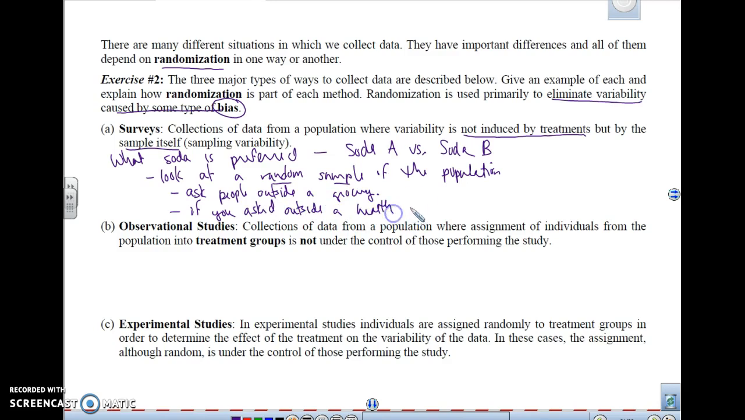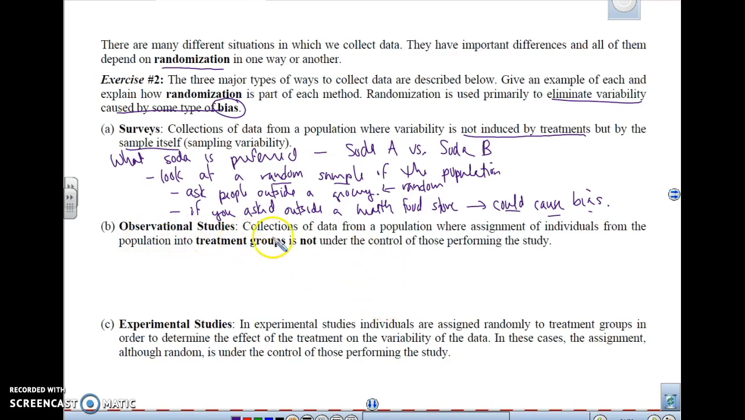So you have to be aware that there could be bias. You want to be as random as possible, and you don't want to use any place where there would be bias not induced by treatment. Outside a grocery store would be random. Outside a health food store would probably cause bias, because a lot of people who go to a health food store probably would not drink soda. So when you do a survey, when you're collecting data, just going around and randomly asking people, you have to make sure that you're not causing any kind of bias.